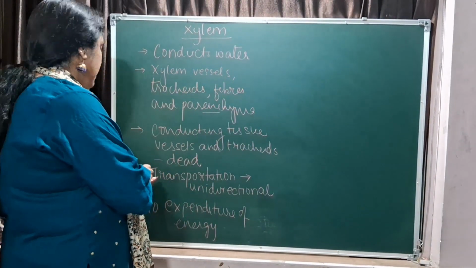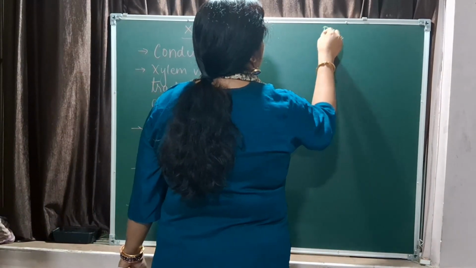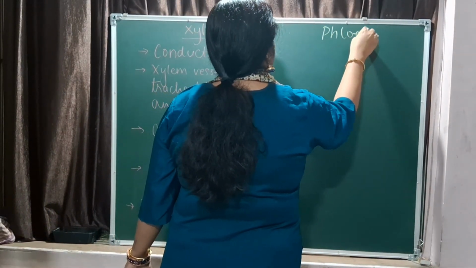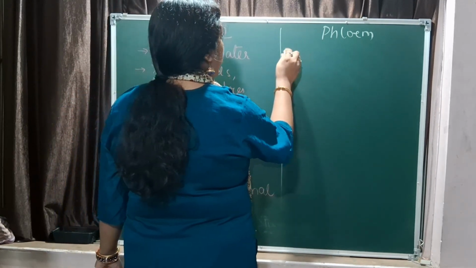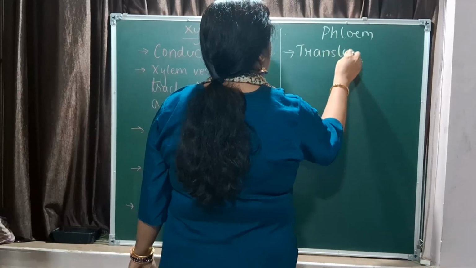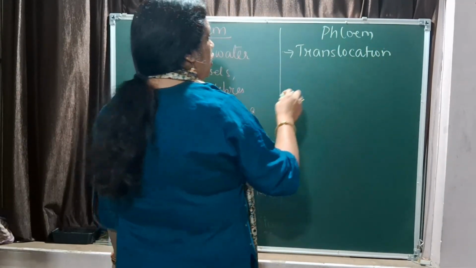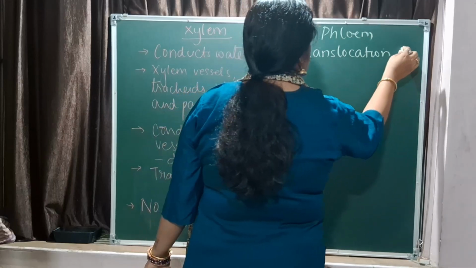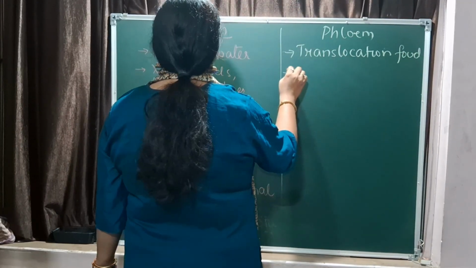Now in the same way, if I have to describe phloem, if you see the difference, it translocates. Please understand the words, children. Conduction and translocation are the two types of transportation. So phloem translocates food and xylem conducts water.